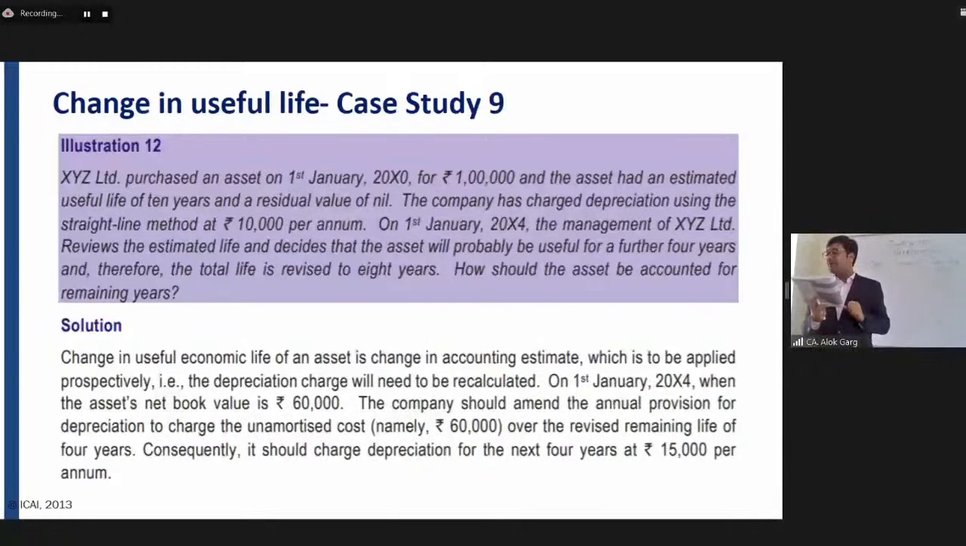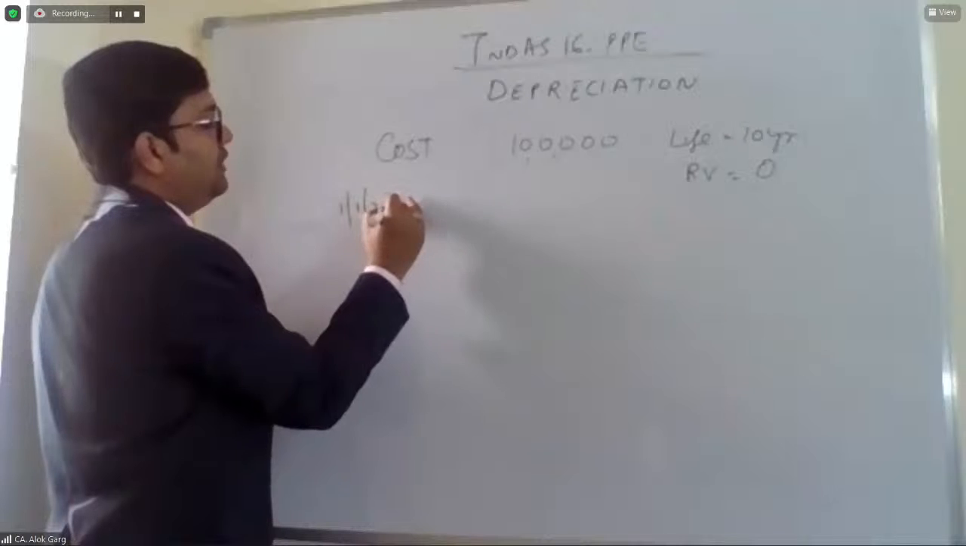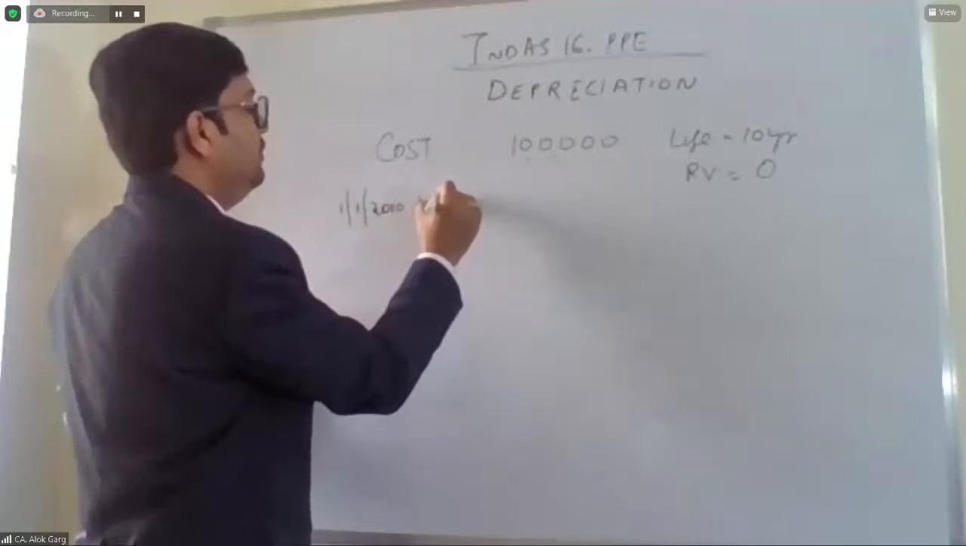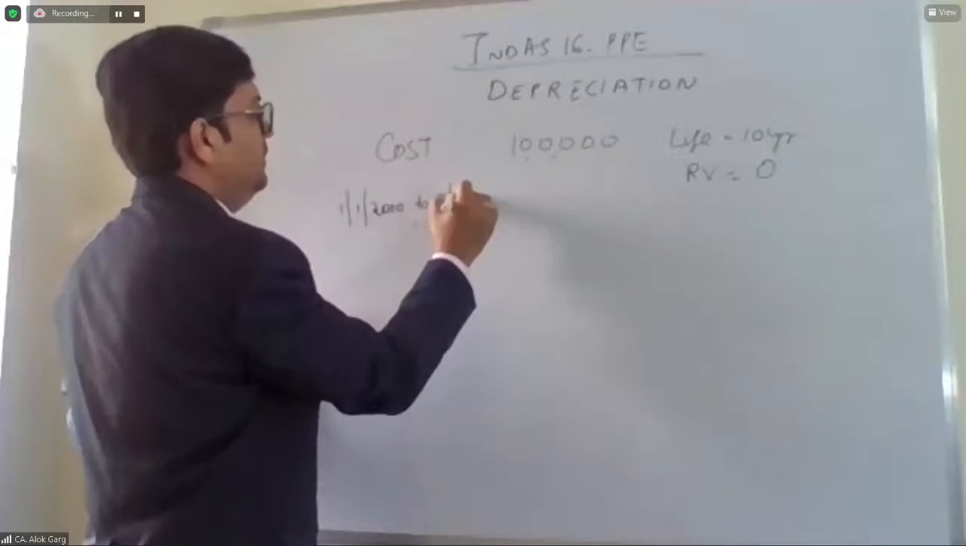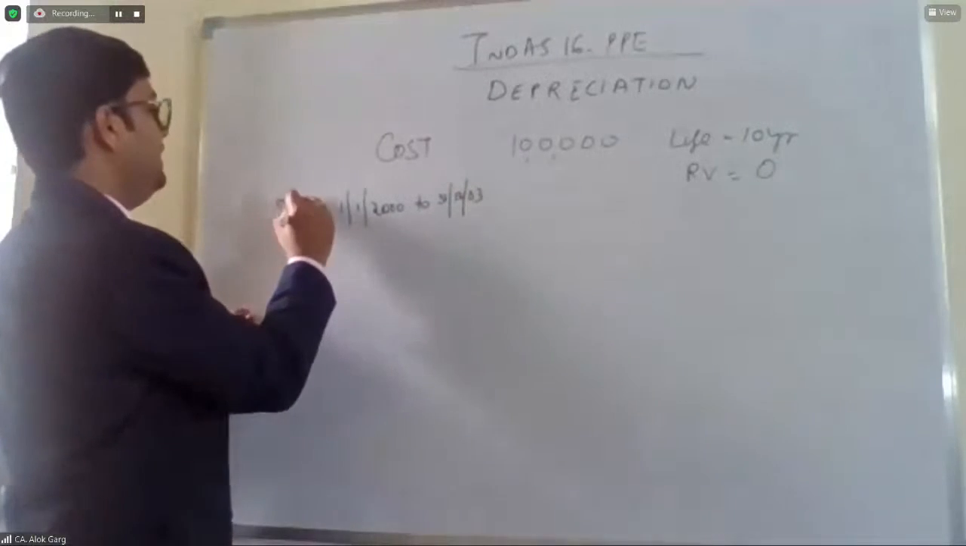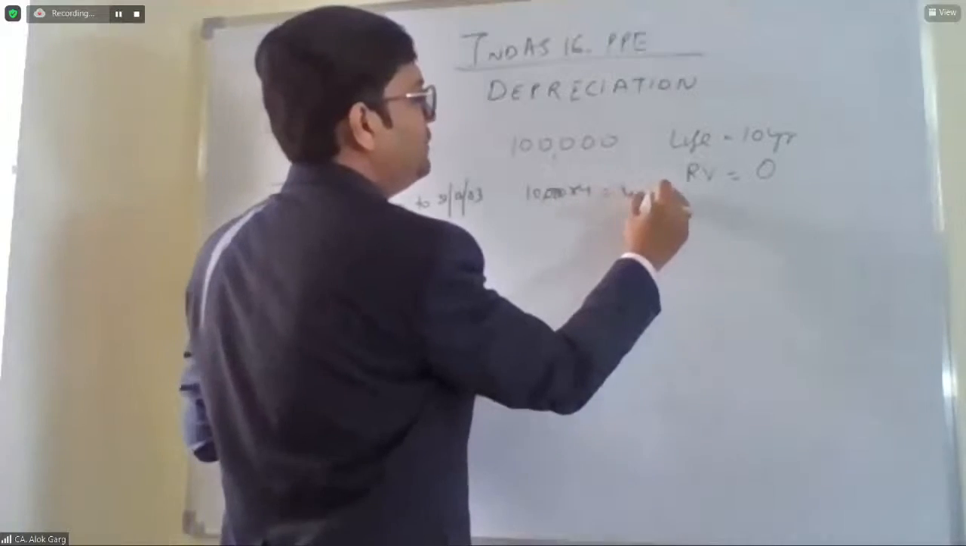How should the asset be accounted for the remaining years? Tell me. So again, earlier the life was 10 years. After 4 years, the life was revised. So technically speaking, this will be a change in useful life and it has to be applied on a prospective basis. So what is the total depreciation from 1st January 2010 to 31st December 2013? So 4 years in total. What is the total depreciation? Per annum depreciation is 10,000 into 4. So 40,000 is the total depreciation.